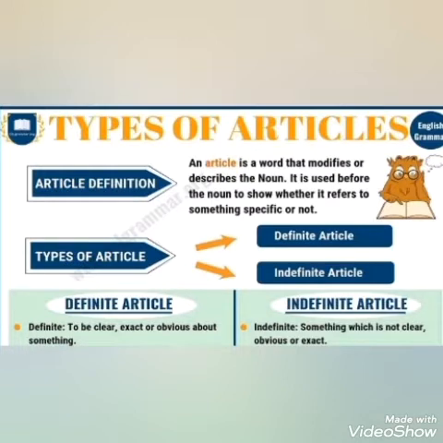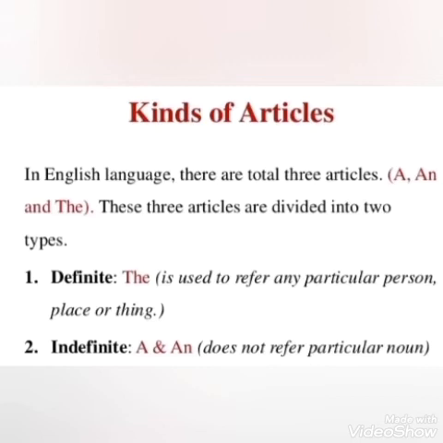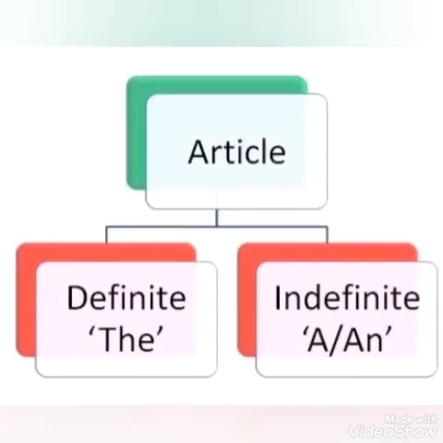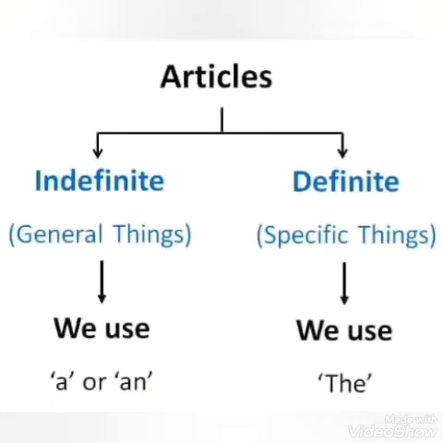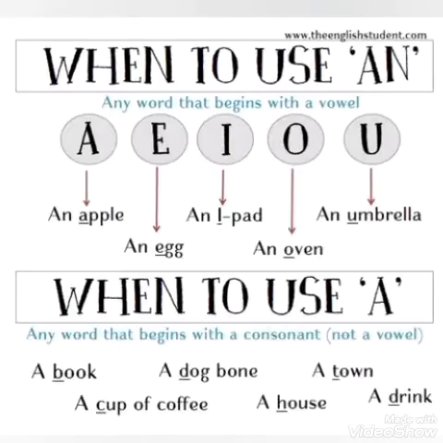Now, how many types of articles are there? The articles are basically divided into two kinds or two types, definite and indefinite. The definite article is "the", that is used with any particular person, things, etc. And indefinite are "a" and "an", that are used with general things. So, the definite article is "the" and the indefinite articles are "a" and "an". You can say the definite article is specific and indefinite articles are general. So, we are going to learn the uses of the articles a, an, or the.